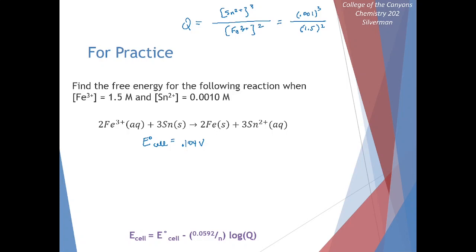Finally, before we get to use our equation, we want to double check and figure out what our N value is, how many moles of electrons are in this reaction. Again, we did this on our previous example. It has to be 6 moles of electrons. Now we're ready to go. We can plug in our value.